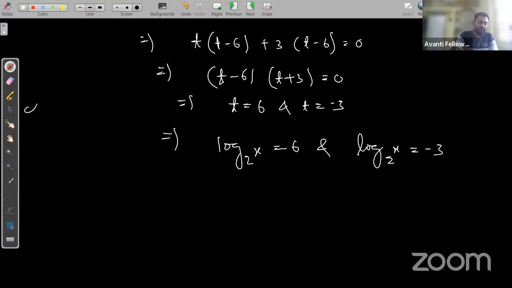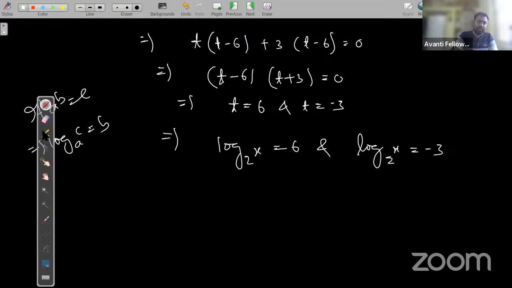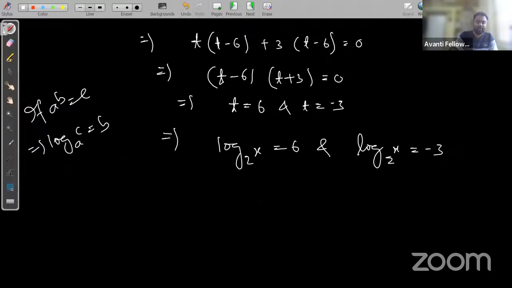So by logarithm, we know that if a raised to b is equal to c, then log of c to the base a is equal to b. Already we know this formula from logarithms. So if we apply this, 2 to the power 6 will be x here and 2 to the power minus 3 will be x here.